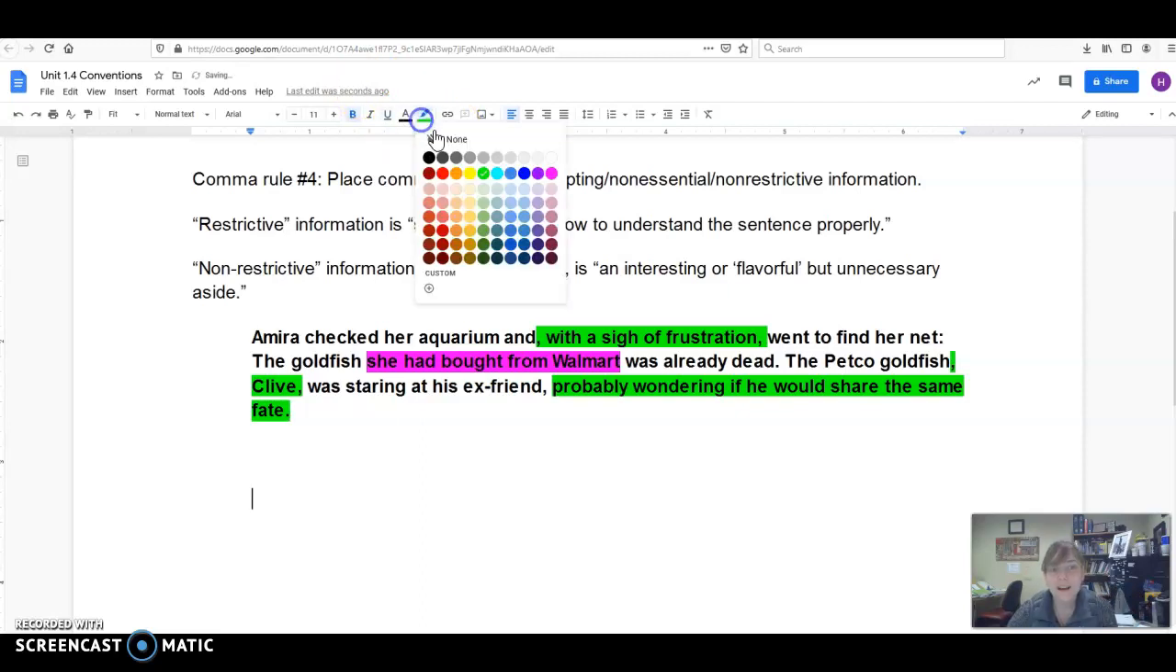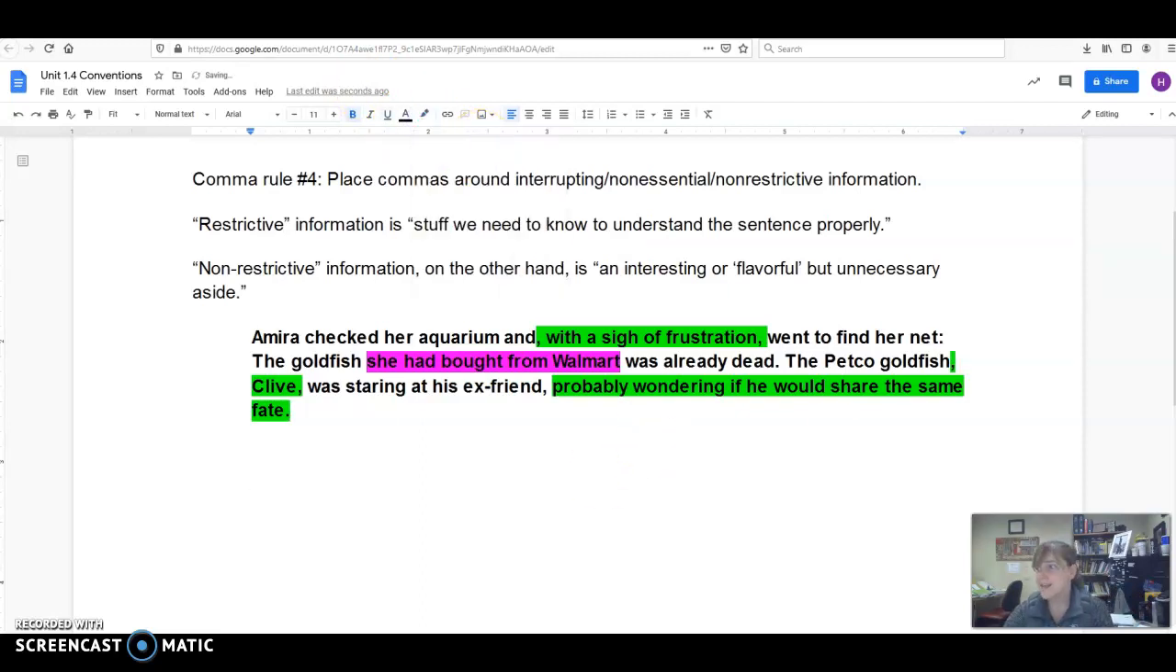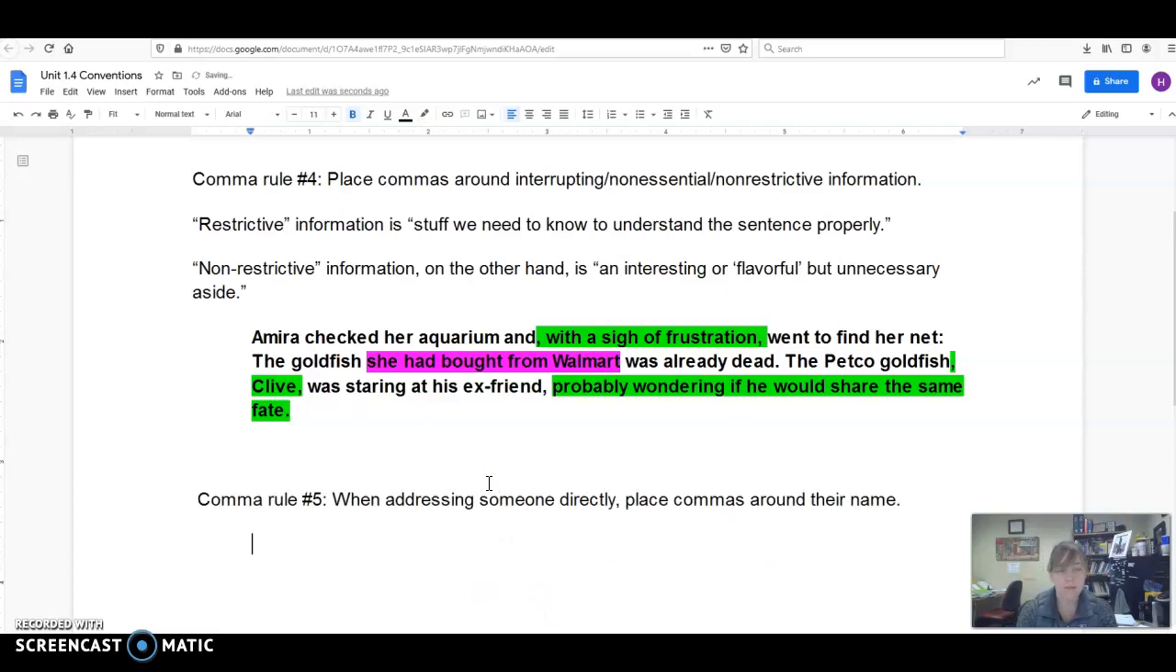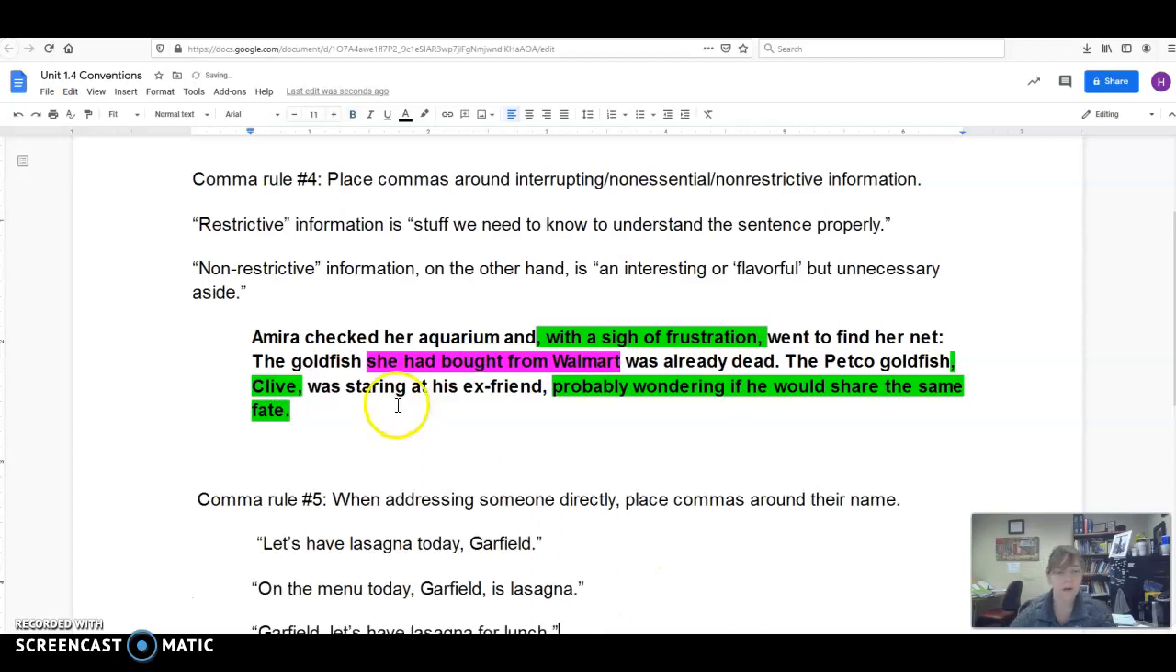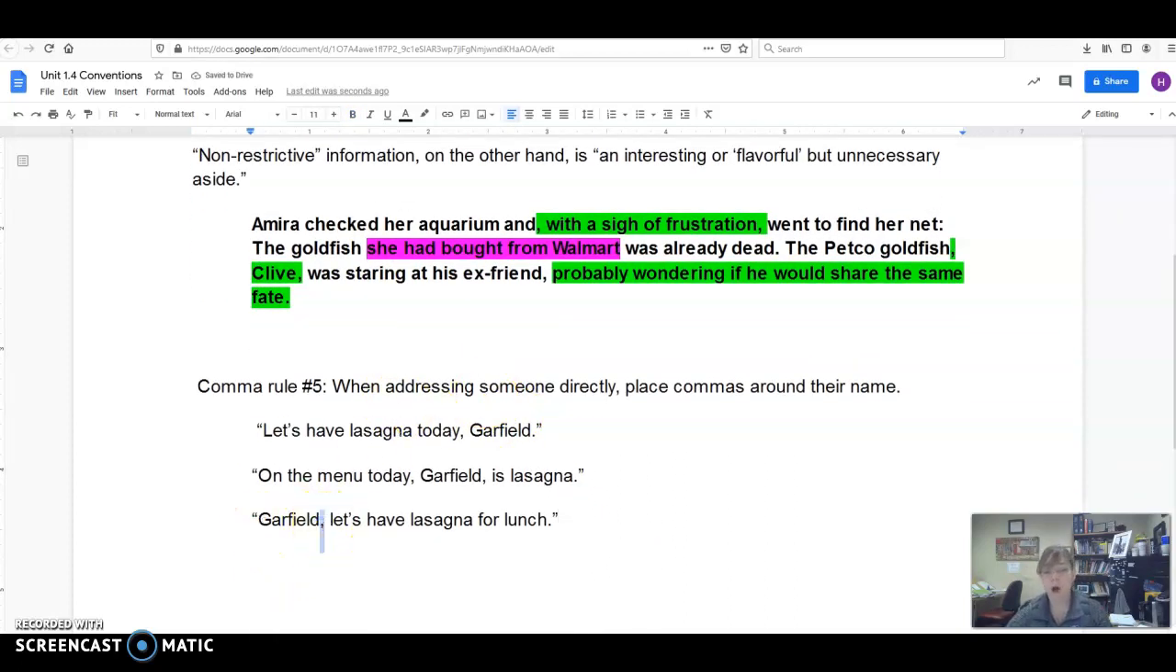Okay, somewhat similar to this rule is number 5, which is a comma for direct address. If we are talking to somebody directly, let's say we have some dialogue going on, we are going to place a comma around their name. If their name comes first, a comma falls after it.